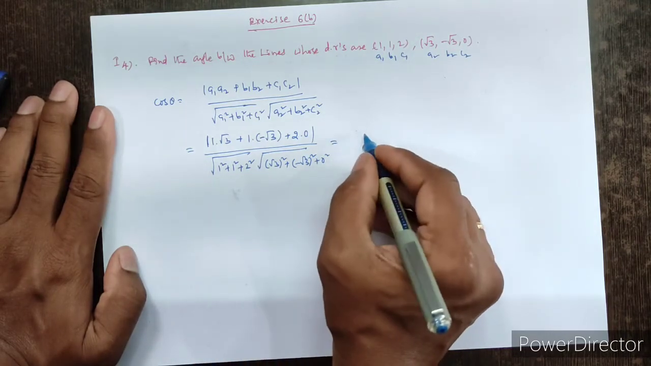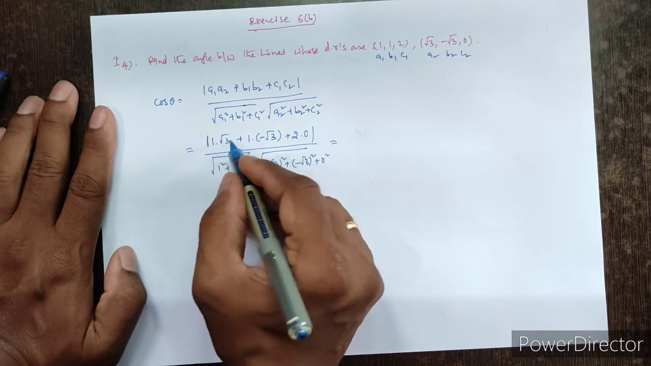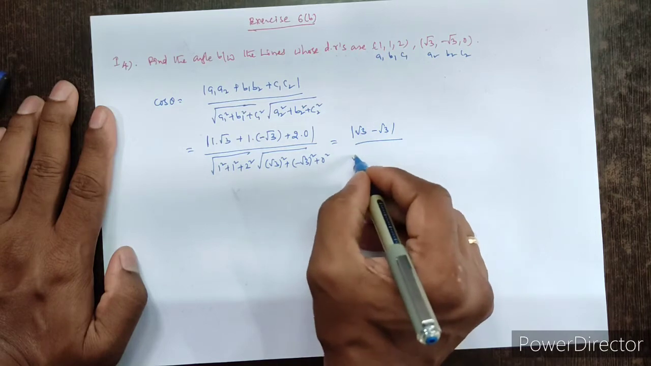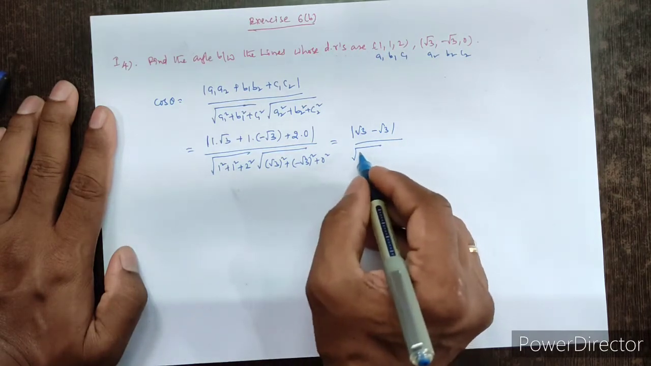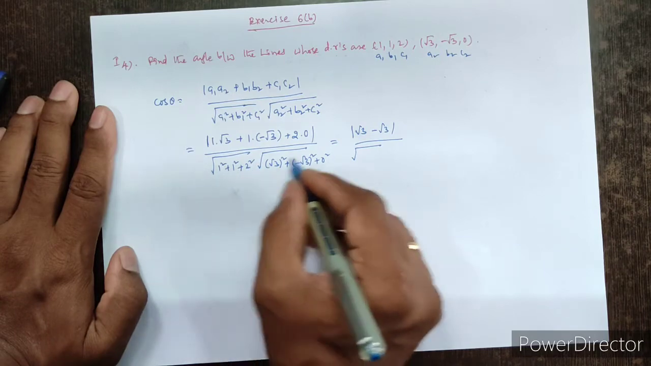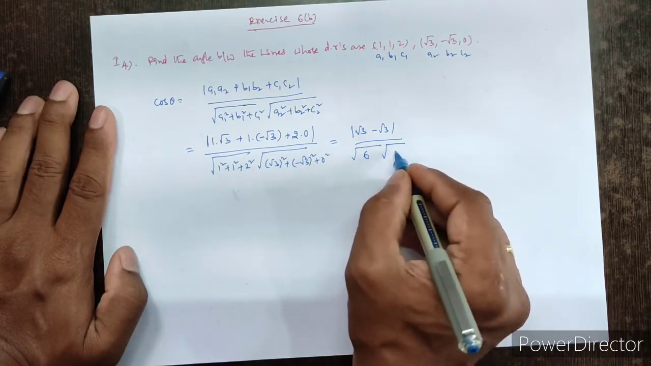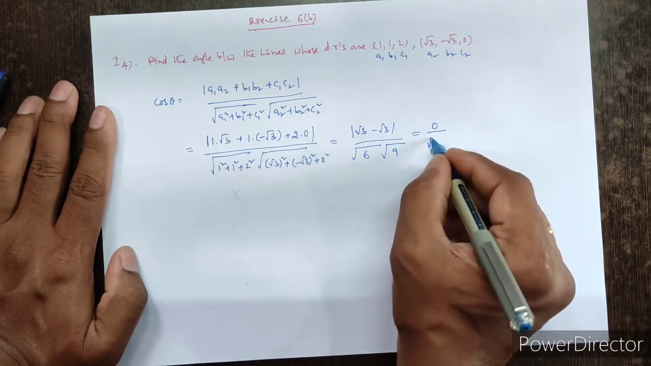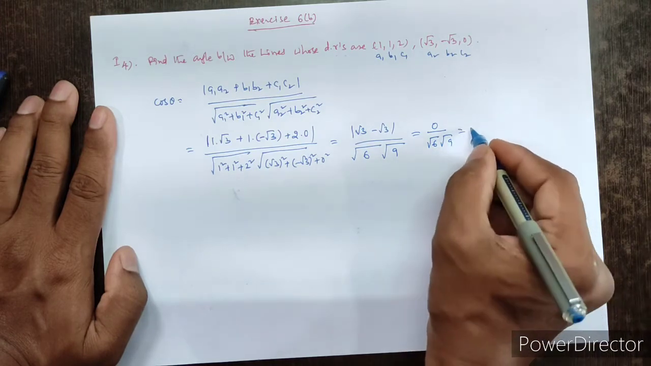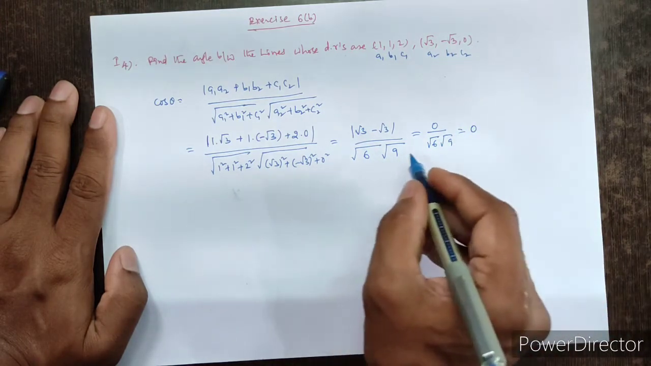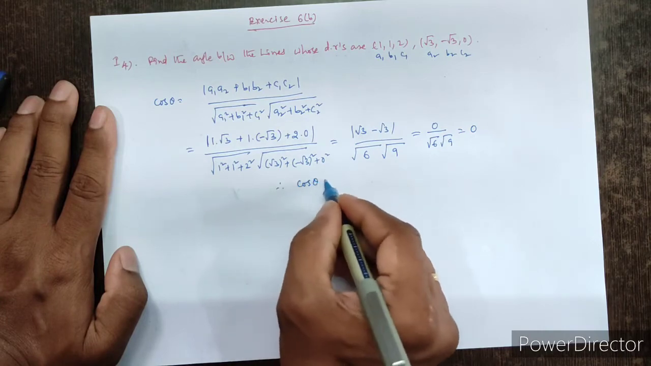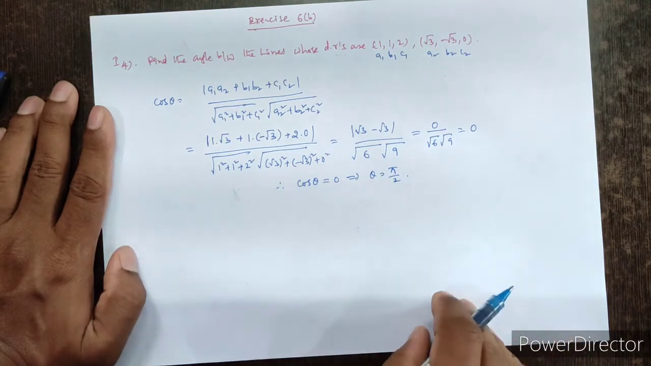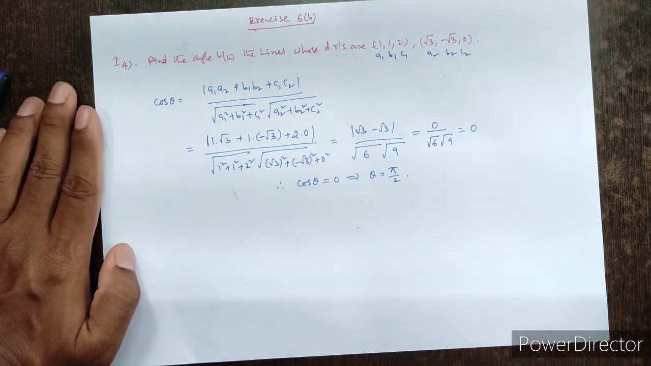That equals modulus of root 3 minus root 3, divided by root of 1 square plus 1 square plus 2 square, which is 1 plus 1 plus 4, that is root 6, into root 9. Root 3 minus root 3 is nothing but 0, so 0 by root 6 into root 9. 0 divided by something is 0. Therefore cos theta equals 0, then theta equals 90 degrees.